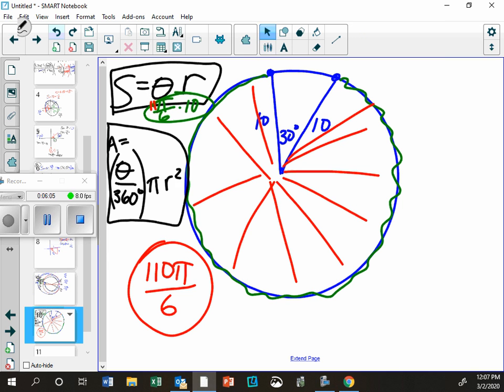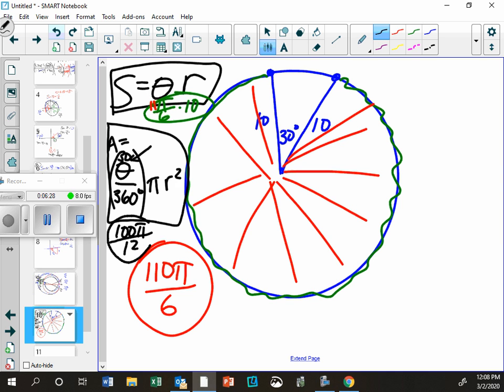All right, next. This one, since I have it in degrees, I'm going to use 30 over 360, which can simplify to 3 over 36, which can simplify to 1/12 of pi r squared, and r is 10, so it would be 100 pi, and it's 1/12 of that. So 100 pi divided by 12. Can anybody verify that one?